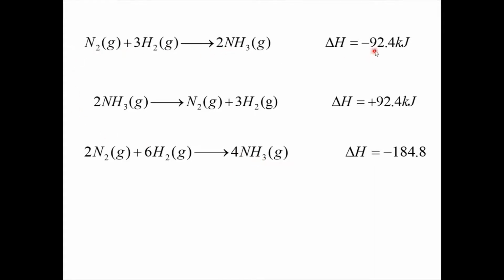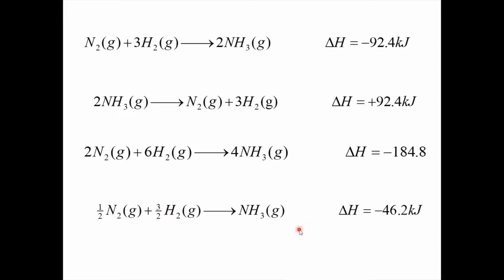What happens to delta H? It gets doubled too. Negative 92.4 multiplied by 2 is going to give you negative 184.8 kilojoules. Units here, you know what I mean. Okay, so if you multiply this first equation by any number, you multiply the delta H, and that gives you the delta H for this reaction.